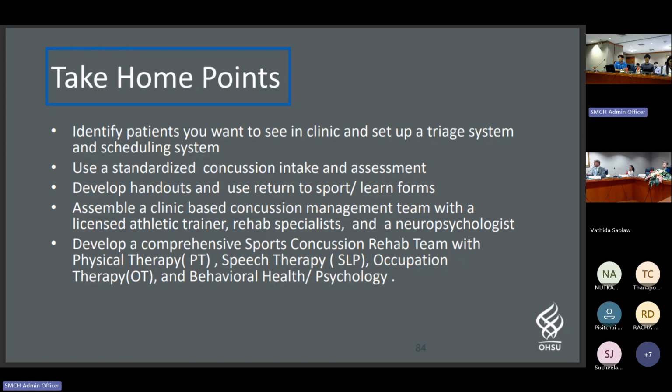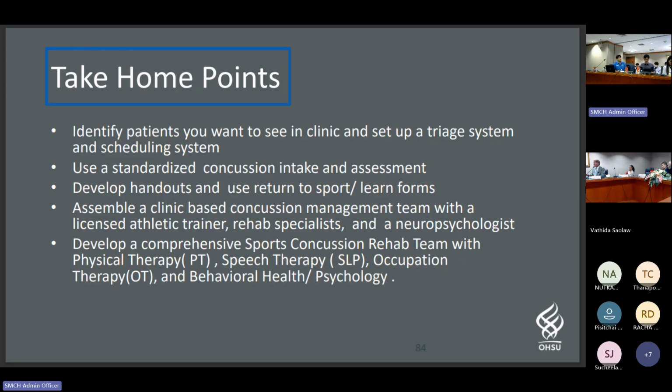Use a standardized concussion intake and assessment form. The SCAT-6 is the way to go. SCAT-6 or the SCOT-6, which I highlighted before. You can use our handouts. We'll send them to you. You can copy them, put your name on them. That's fine. Assemble a clinic-based concussion management team.